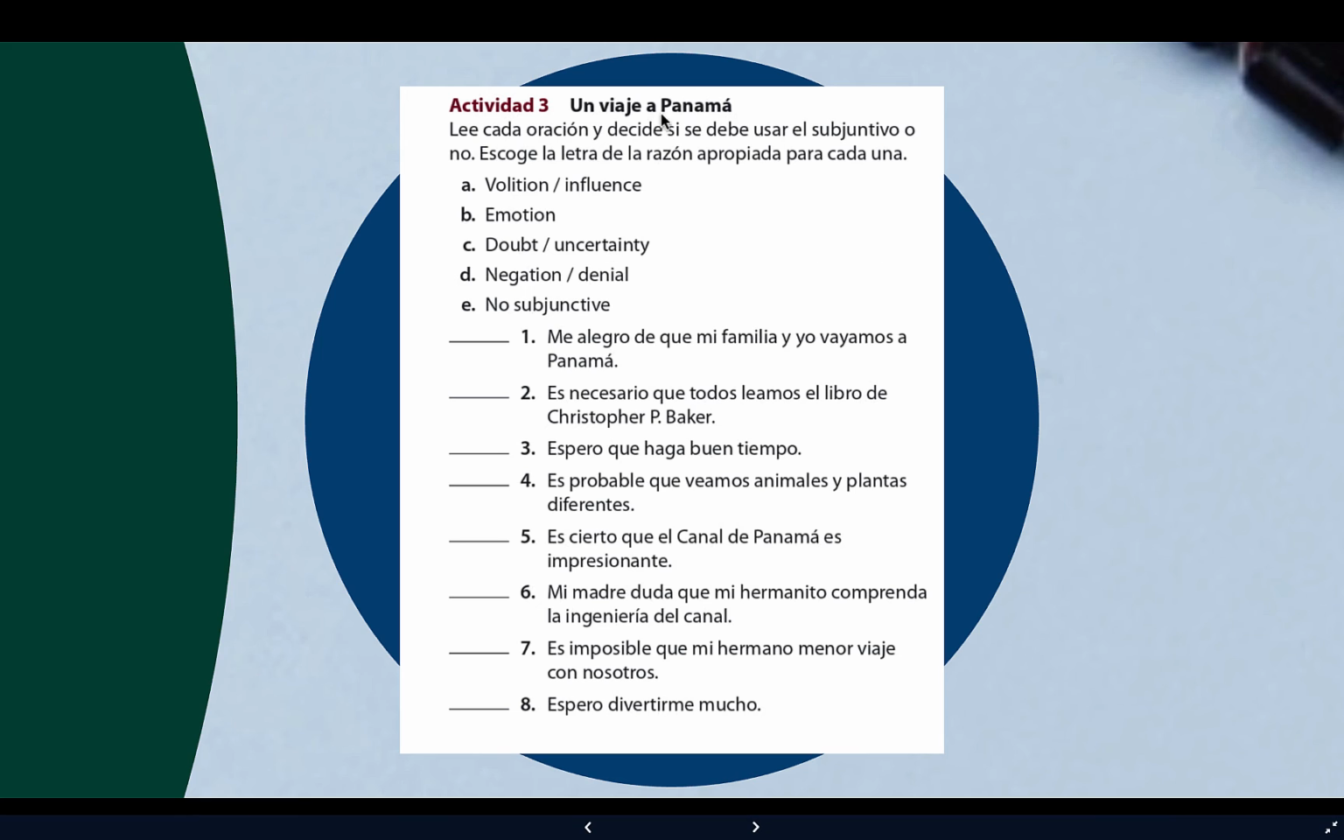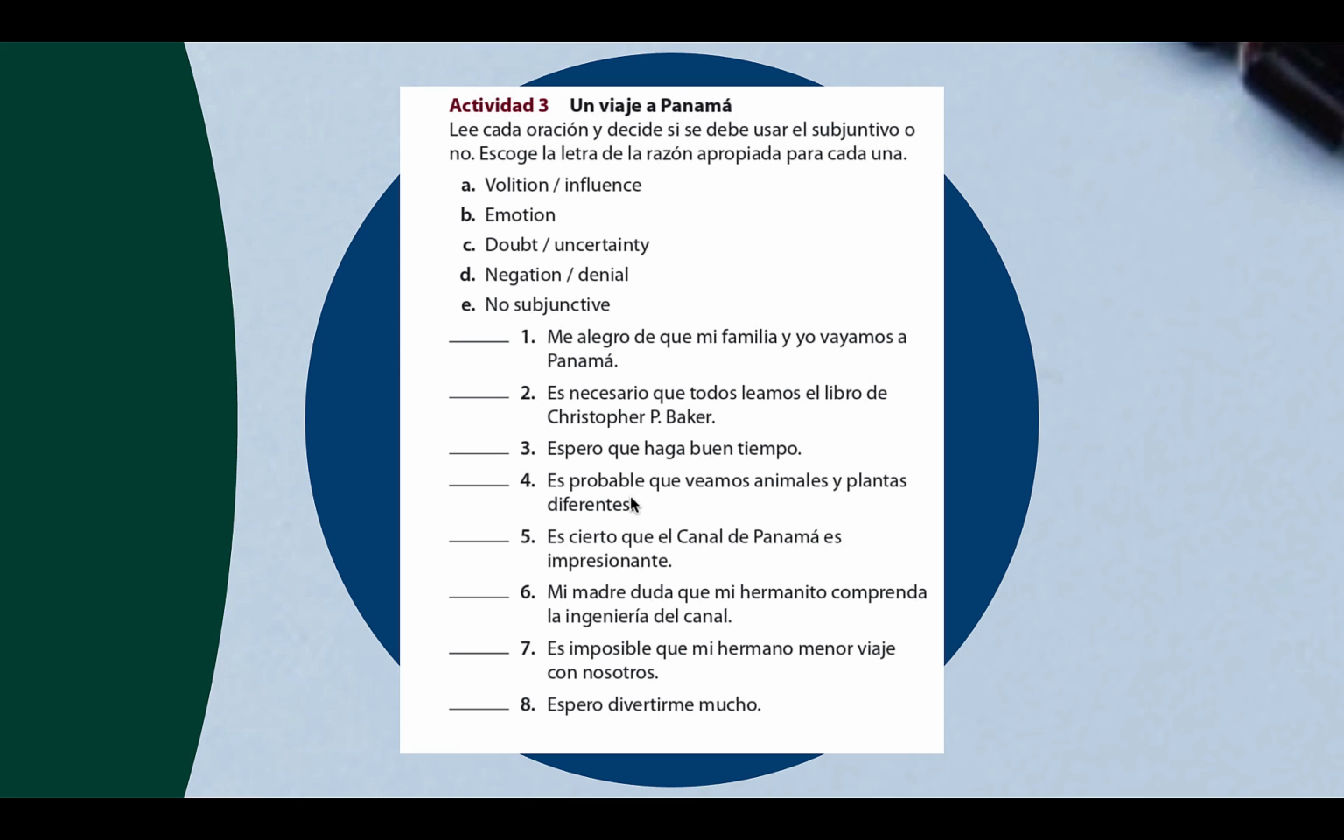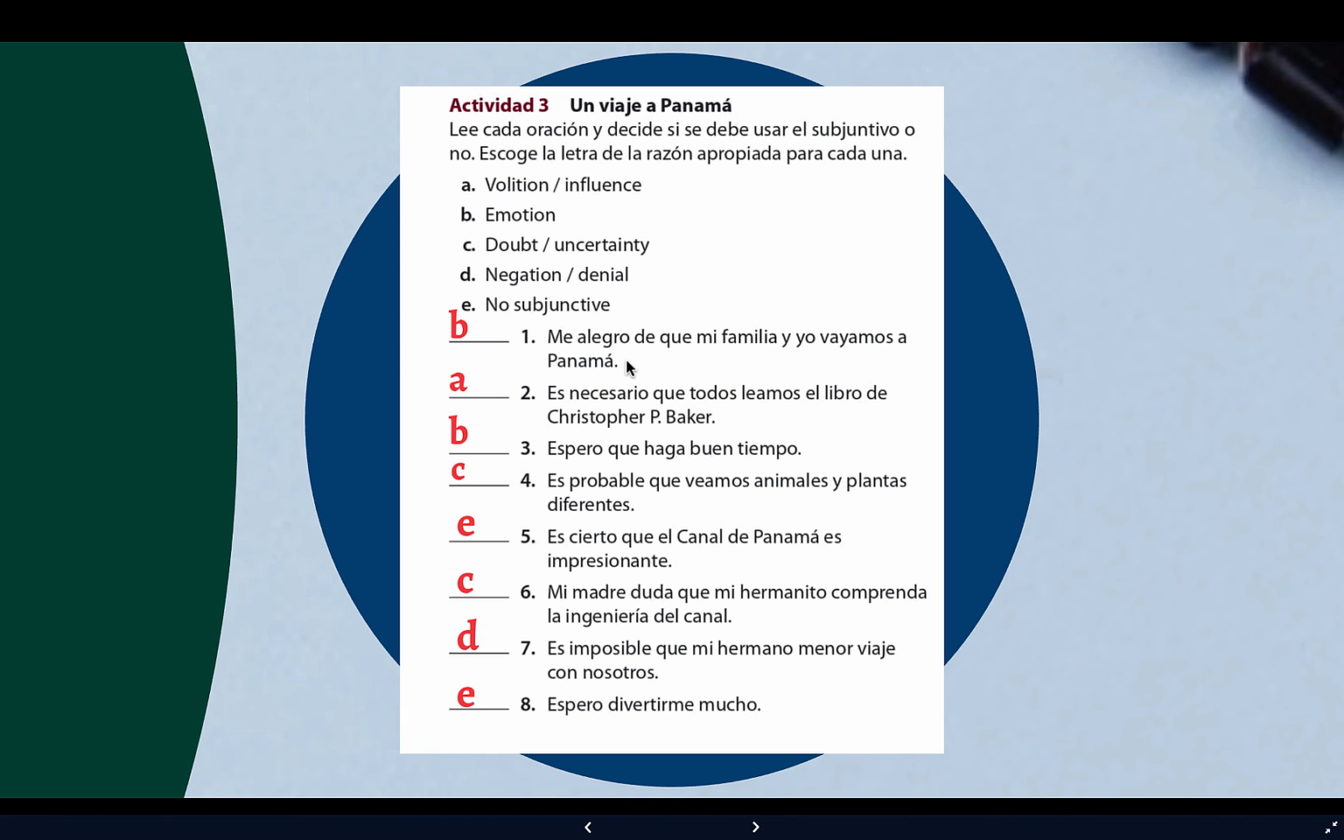Okay, practice time. Read each sentence and then decide the reason why the subjunctive is used or not used. Okay, press pause and then press play to see the answers. Great, let's take a look. Me alegro. This is an important clue here. Me alegro, it's a feeling, so you know it's going to be emotion. Me alegro de que mi familia y yo vayamos a Panamá. Es necesario. Hey, you can see volition and influence there with that key word right here. Necesario. Espero que haga buen tiempo.